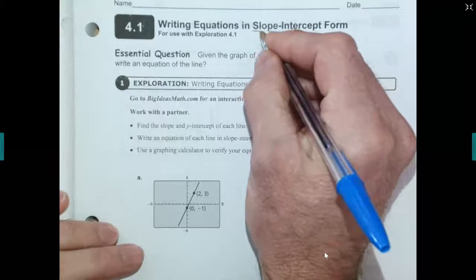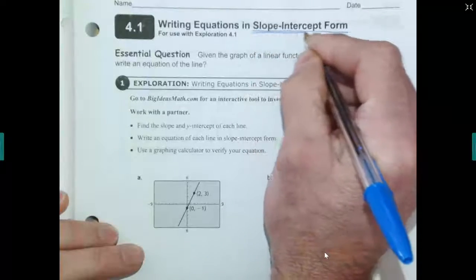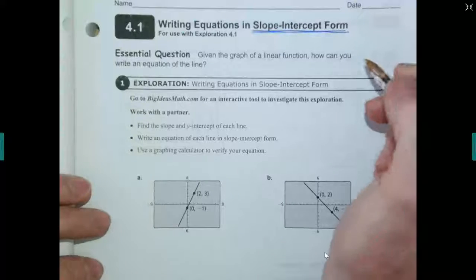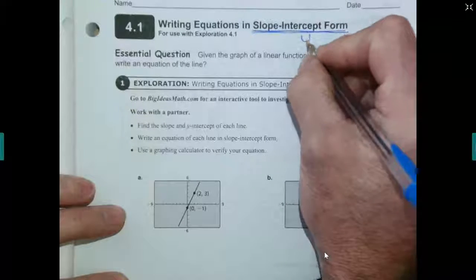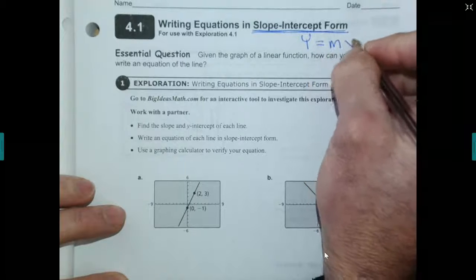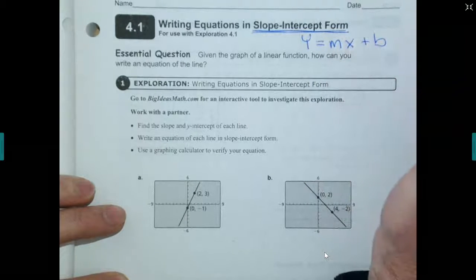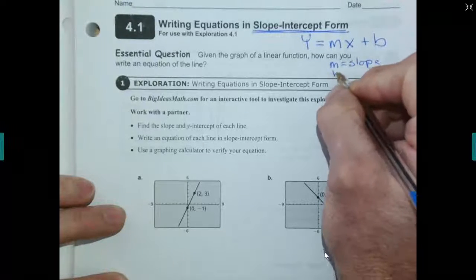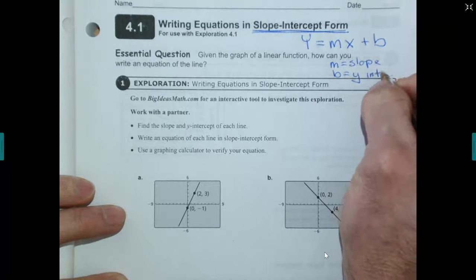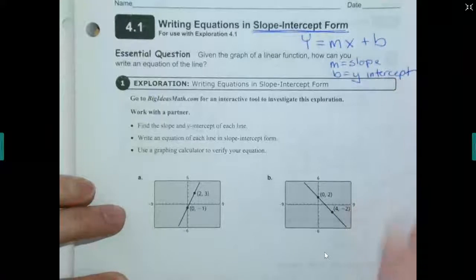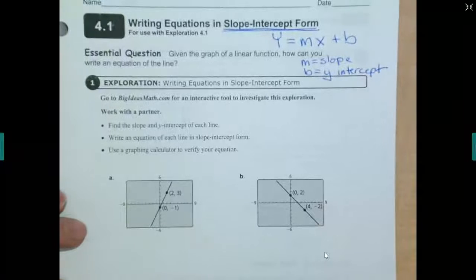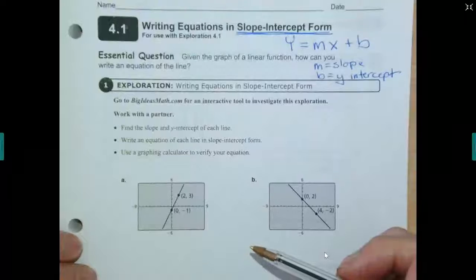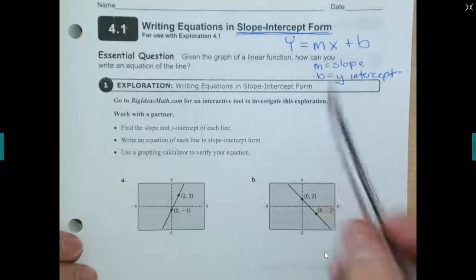So this is one of the last days we're going to be doing slope-intercept form, but it's terribly important that you really understand slope-intercept form as we move on in this chapter and in the rest of this book. If you remember, slope-intercept form is y equals mx plus b, where m equals the slope and b equals the y-intercept. So keep that in mind. If you know the slope and the y-intercept, you can write a linear equation for any line. Okay? So we're going to be dealing with slope-intercept form today.